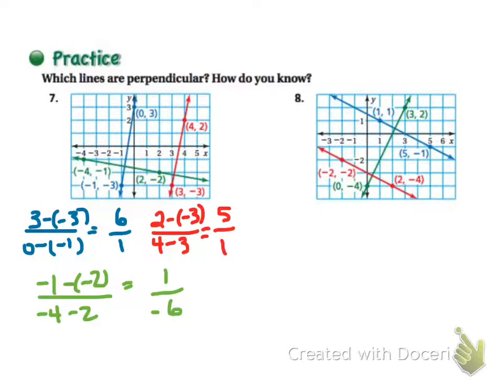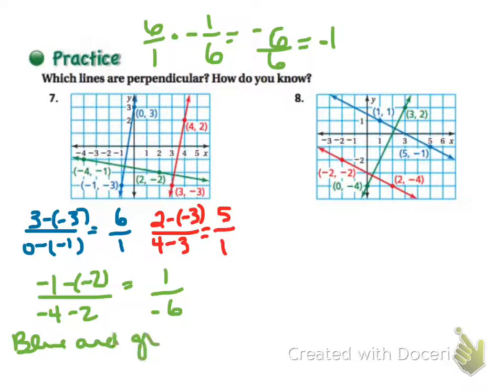And to test that out, you could take 6 over 1 times a negative 1 over 6, and this is going to be equal to negative 6 over 6 or negative 1. So we would say blue and green are perpendicular, and we just proved that the product of their slopes is negative 1, they are also negative reciprocals of each other.